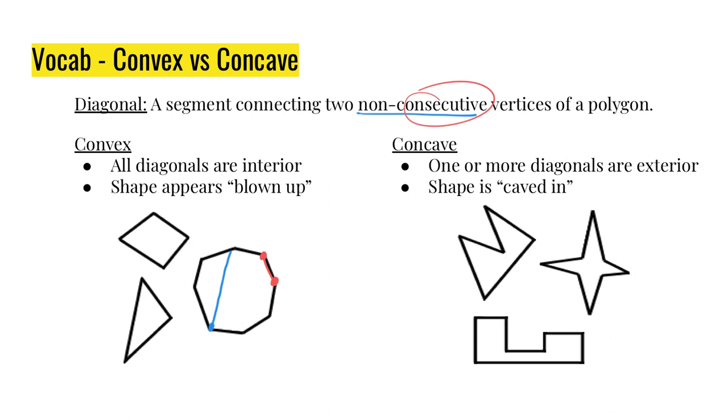The diagonals over on these concave shapes, while one or more of them might stay inside the interior of the shape, at least one of them is going on the outside of the shape. Here's another one that goes across the outside of the shape. This goes across the outside of the shape. Several are going across the outside of the shape. This is another one.